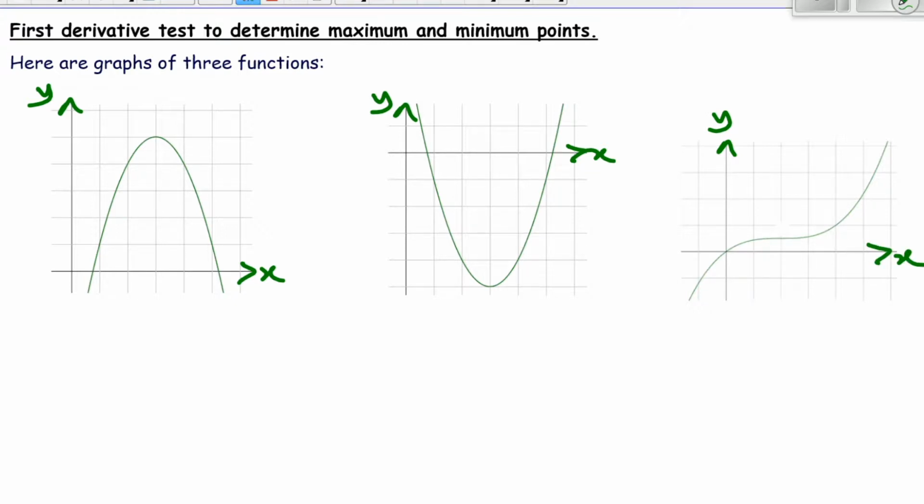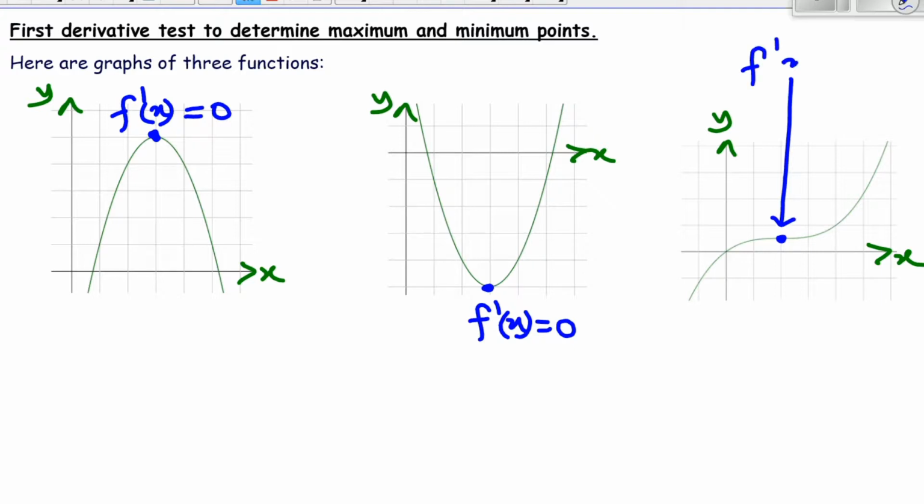One of the things that you need to realize is at this point here, we've already discussed this before, f dash x is equal to 0. Here, f dash x is equal to 0. And at this point here, f dash x is equal to 0. And at this point here, f dash x is equal to 0. Okay, let me start with the first graph.